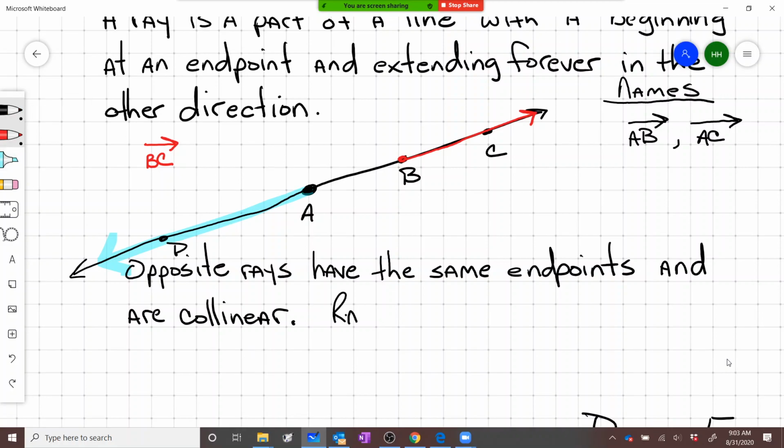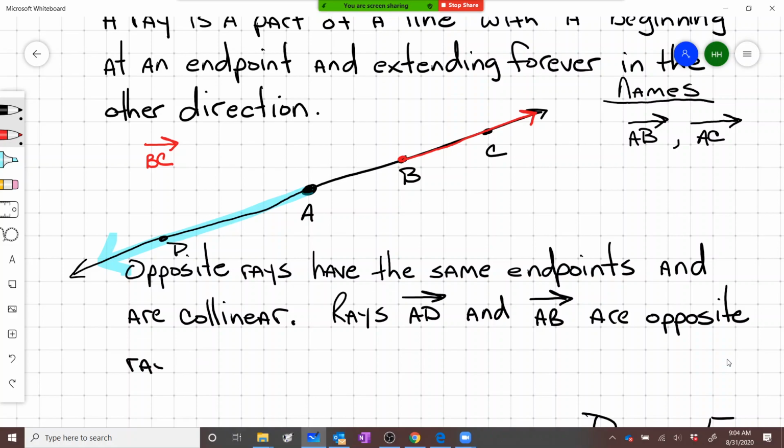So we're going to say that rays AD and AB are opposite rays. Opposite rays have the same endpoint and they are collinear. That's real important, the collinear part. They have to be on the same line.